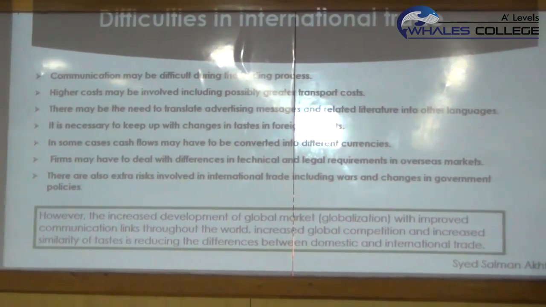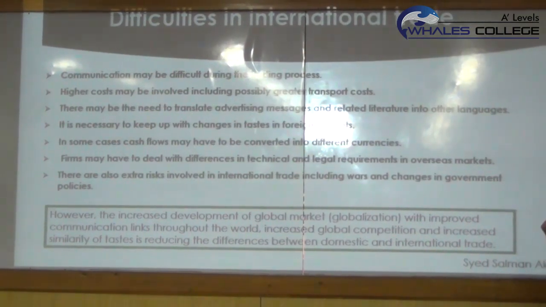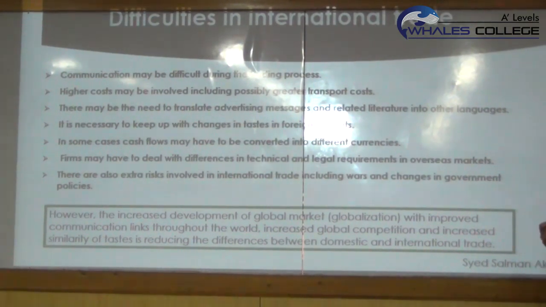There are multiple difficulties in having international trade. When a country trades with other countries, communication can be a barrier, cost of transportation and trade barriers from other countries, variation in exchange rate. There are also some legal procedures and complications from other countries. So these are basically the complications in international trade.